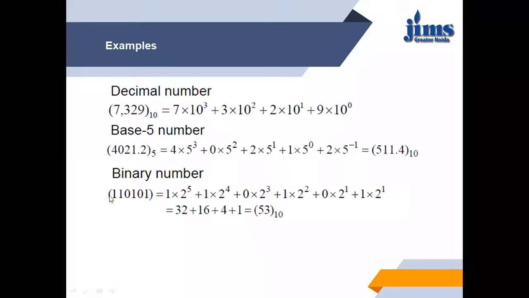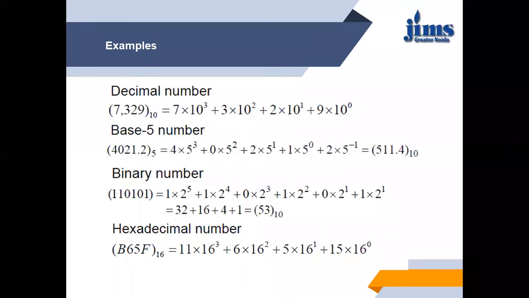When I expand it, 2 raised to power 5 is 32, plus 16, this term is 0, plus 4, this term again is 0, plus 2, plus 1. Then that number comes to be 53. Now the number is 53 in base 10. If the base is not 10, I will read it like 53 with its base.